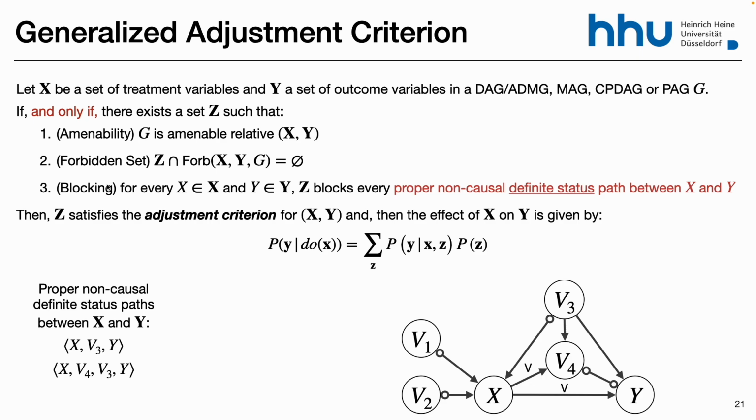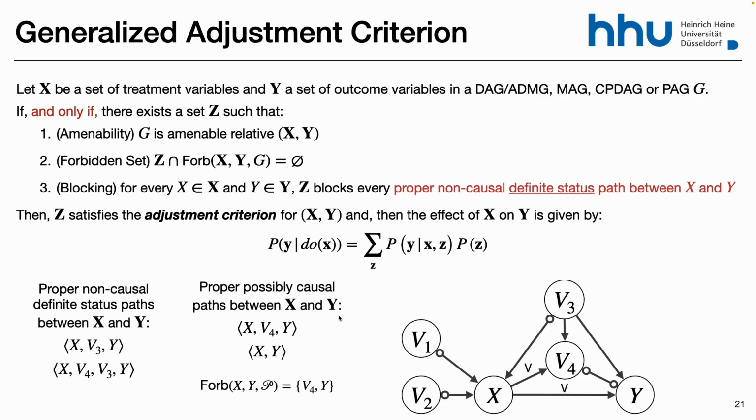So we need to check now which variables are in the forbidden set, the variables lying on the possibly causal paths. We just did it, the same example. So V4 and Y, right? Yes. So the possibly causal paths and the forbidden set are here. We need to find a set Z that doesn't contain V4 or Y, and blocks all these proper non-causal definite status paths. The definite status we have to check now.